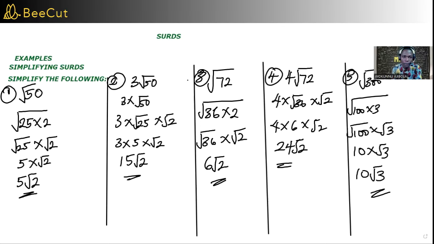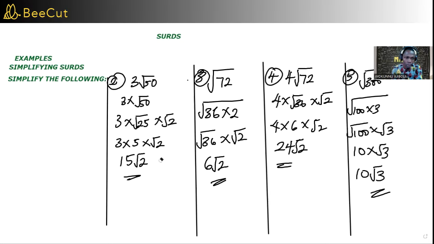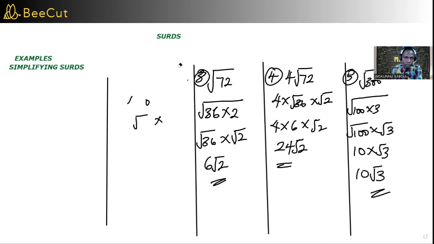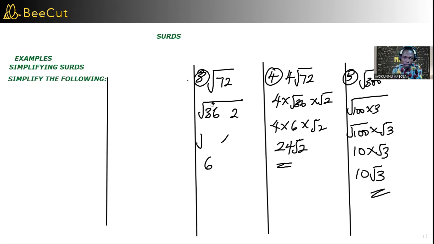Okay, so I want to clear the screen now and go to the next one. That's 7 root 300. Let me clean. Number 6.